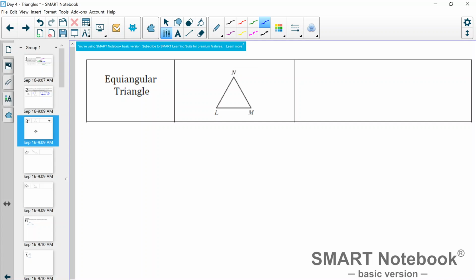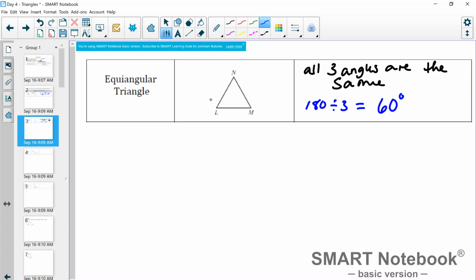An equiangular triangle means all three angles are the same. So this means if I want to know what an equiangular triangle is, we know that we add up the angles, we get 180. So we just do 180 divided by 3, which means each angle is going to be 60 degrees. So 60, 60, and 60 degrees. Equiangular.